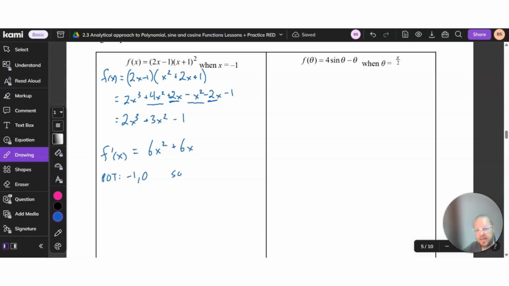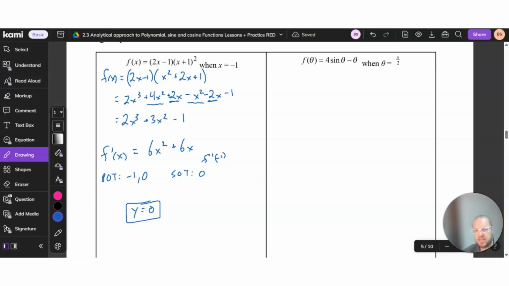And then my SOT, remember this one is where I actually need to find f prime of negative 1. So I'm going to plug negative 1 into this equation I just found here, which would literally be 6 minus 6, or 0. And so I'm going to get that y minus 0 equals 0 times, and 0 times anything doesn't matter. And so this is the equation of that tangent line.